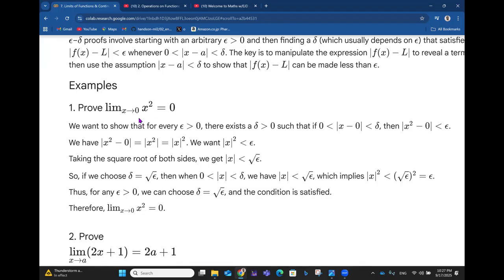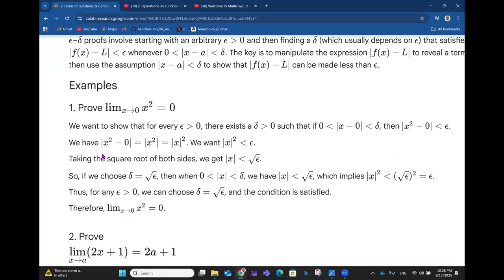Then we want to show that for every epsilon greater than 0, there exists a particular delta greater than 0, such that if 0 is less than the absolute value of x minus 0, and x is now approaching 0, that's why instead of x minus a we have x minus 0, and that is less than delta, then f of x itself, which is x squared minus 0, is less than epsilon. So all we need to do is to work on this x squared minus 0 part until we get x minus 0 in between.